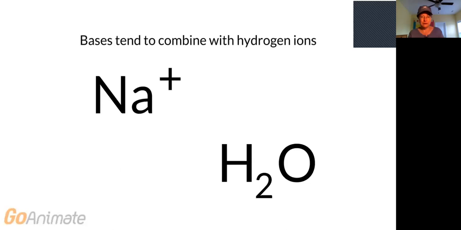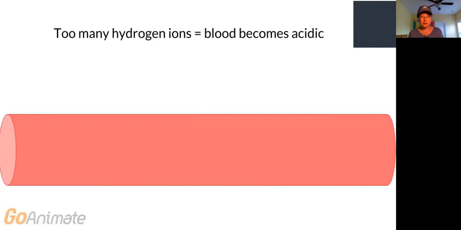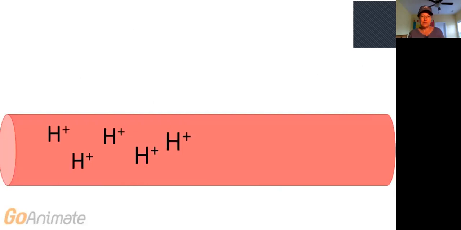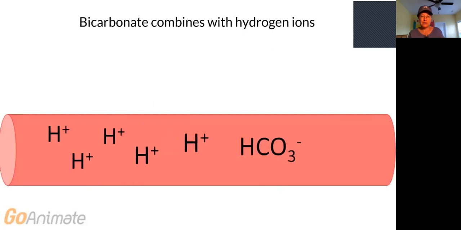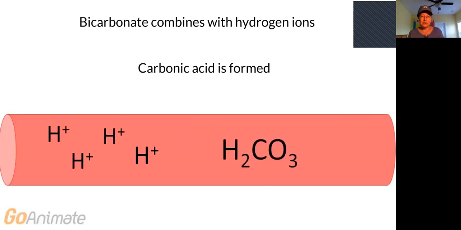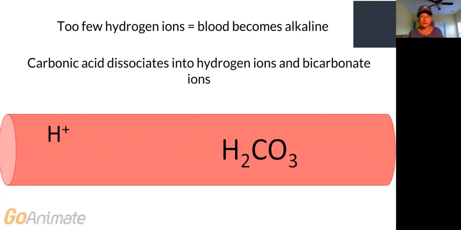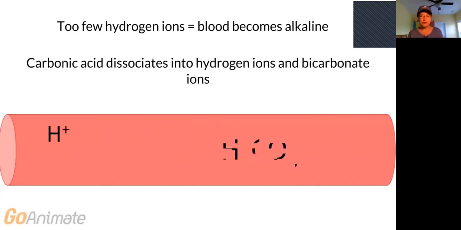If there are too many hydrogen ions, or an increase in hydrogen ion concentration in the blood, the bicarbonate ion combines with the hydrogen ion to form carbonic acid. If there are too few hydrogen ions, or a decrease in hydrogen ion concentration, carbonic acid dissociates into hydrogen ions and bicarbonate ions, thereby increasing the hydrogen ion concentration.